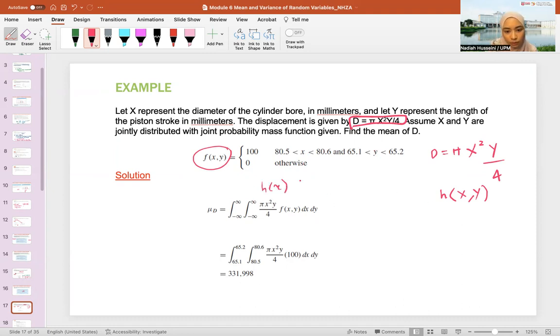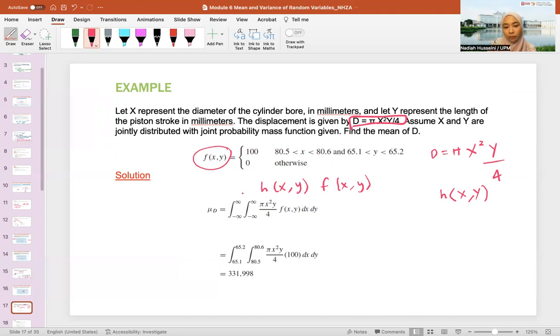h(x,y) times f(x,y). We know what our h(x,y) is. Sorry, this is a joint probability distribution, h(x,y) and f(x,y). So what is our h(x,y)? It is pi x squared y over 4. What is our f(x,y)? It is 100.